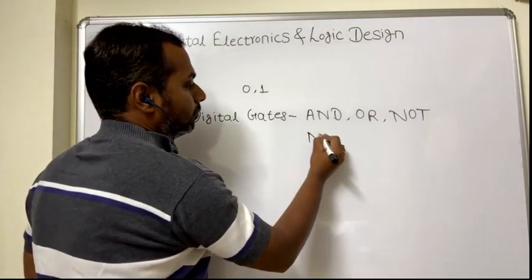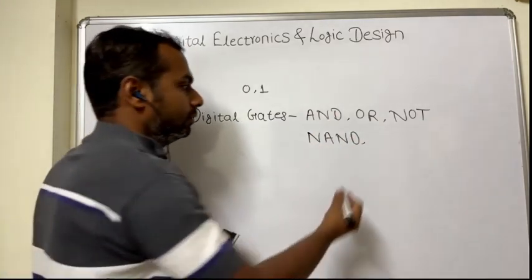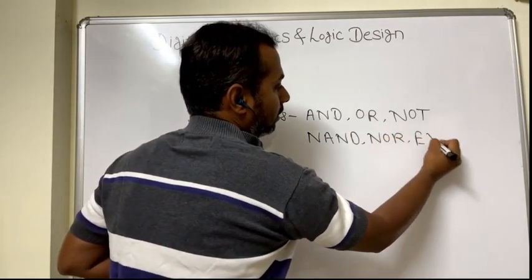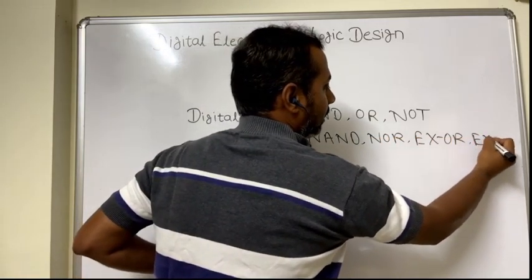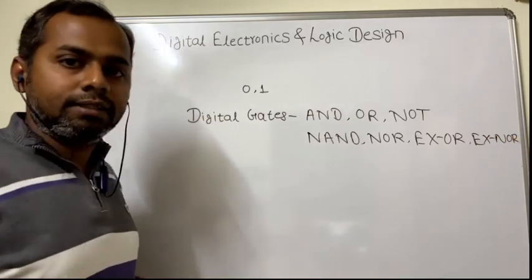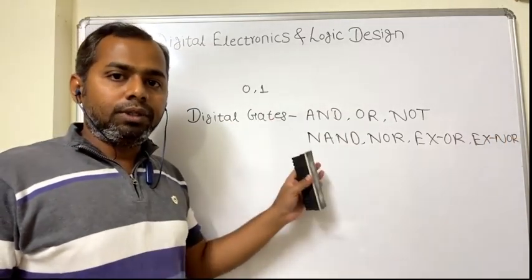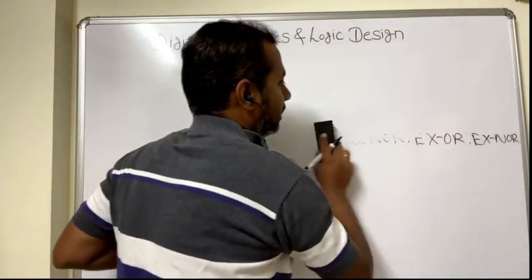Then NAND gate, NOR gate, XOR gate, and XNOR gate. These are derived gates. We will see the logical symbol and truth table of each gate. First of all, let me start with the basic gates.